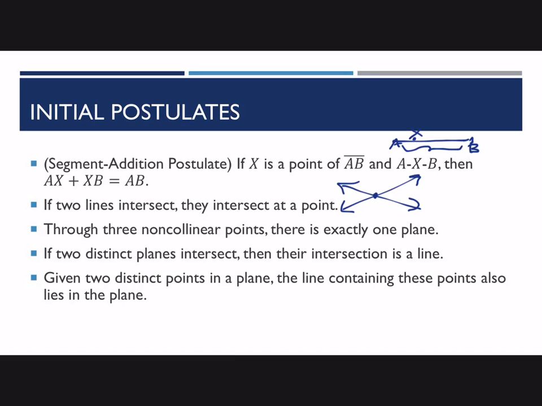Through three non-collinear points, meaning not all on the same line, there is exactly one plane. And the fun illustration for this is like the three legs of a stool. No matter how long those legs are, they're always going to balance the stool, assuming that the floor is flat. Okay, so if the floor is a plane and completely flat, then that stool will always balance perfectly on the floor without wobbling.